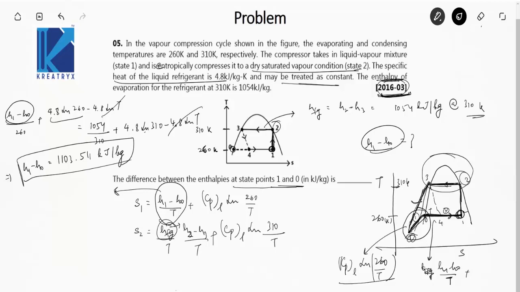So the key point here was to assume a reference temperature, and calculate the entropy values at state points 1 and 2. For state point 1 the entropy will be equal to the entropy change in the liquid region plus the entropy change in the dome region. Similarly, for point 2 the entropy change will be equal to the entropy change in the liquid region, that is from point 3 to this T, plus the dome region. So this was a good question.